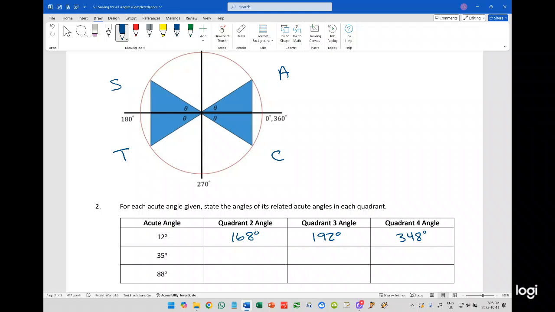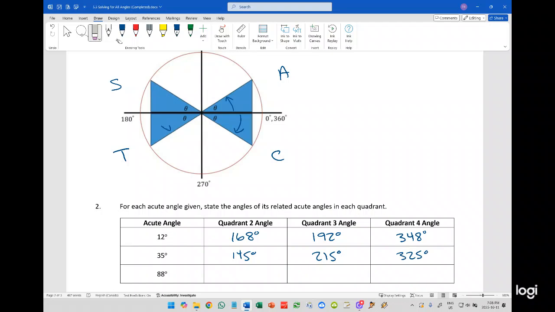So the first angle is 35 degrees. The second angle is 180 minus 35, so that's 145 degrees. The third related angle is 180 plus 35 is 215. And the last one is 360 minus 35, which is 325 degrees.